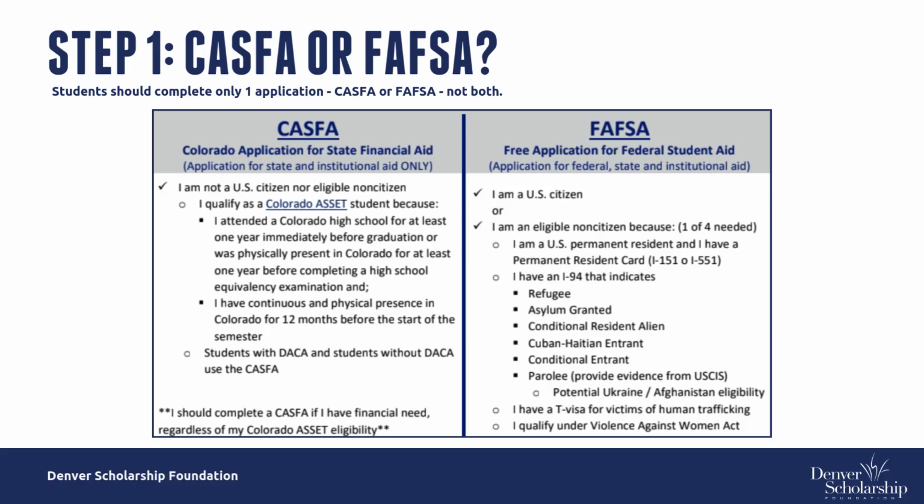So generally, for a student to be eligible for federal aid, they need to be a US citizen, or they are what is considered an eligible non-citizen. That's actually defined in the law. And that includes US permanent residents. Those would be people who have a green card or permanent resident card, or students who have an I-94. That's a type of immigration document that shows that they are a refugee, they have been approved for asylum, or they fit into one of the other categories that is shown on the screen.